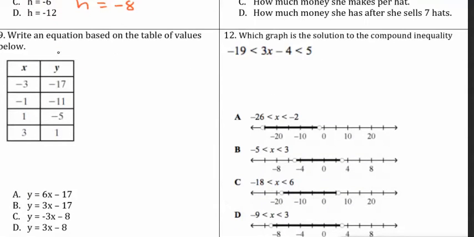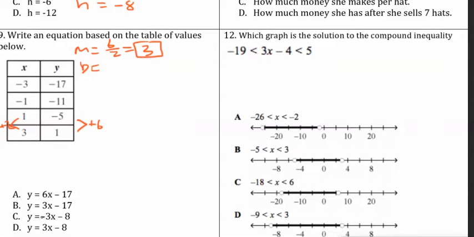Write an equation based on the table of values below. Alright, so I know that there's two things that I'm looking for here. I need to know my slope and I need to know my y-intercept. So first thing I can do is look for my slope. This is a little weird since there's all these negatives, but I know that from negative 5 to 6, that went up by 6. And from 1 to 3, it went up by 2. So my slope is going to be 6 divided by 2, which is 3.